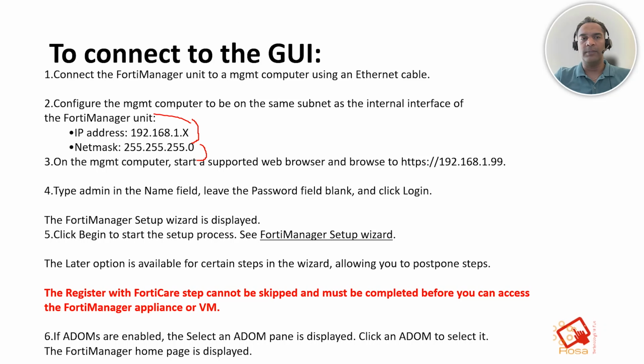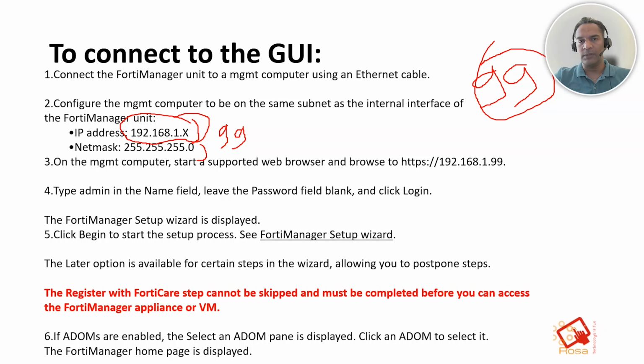Initially the FortiManager is configured with an IP address of 192.168.1.x. If you are on port 1 then it will be 1.99, 2.99, 3.99 and so on. So this X is some IP address, but the default IP address of the FortiManager will be 192.168.1.99. So you have to connect this FortiManager to a PC using a LAN cable, access the device using this IP, and then you can change it. This is if you have a physical hardware appliance.